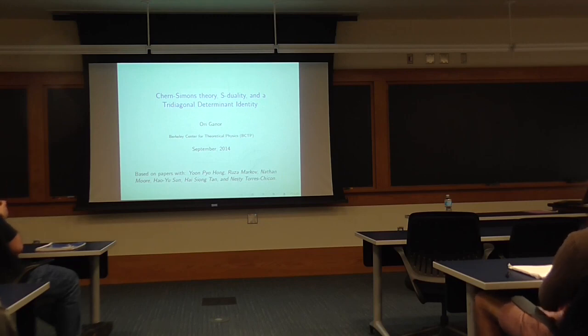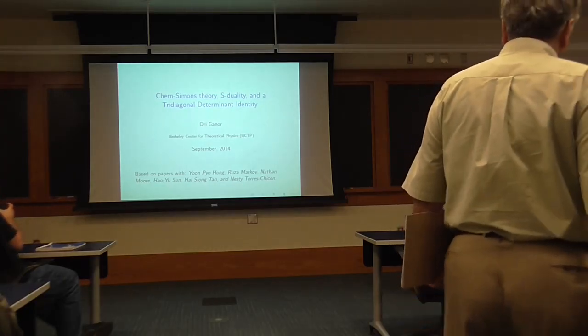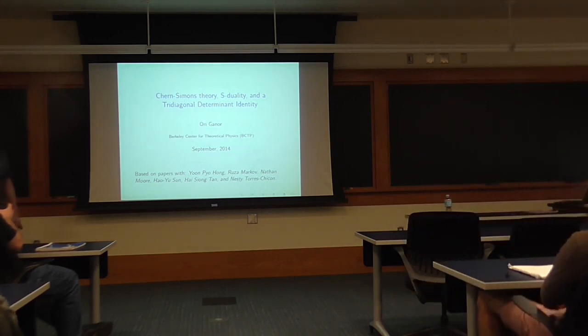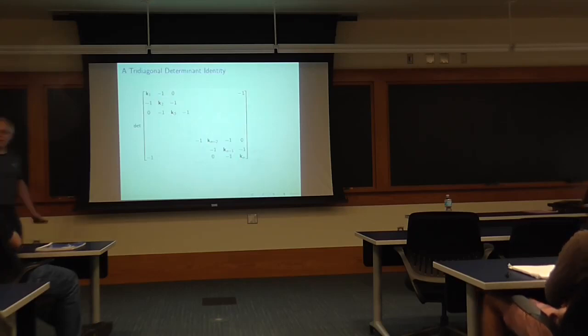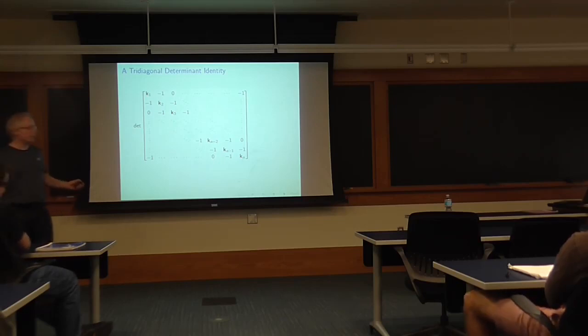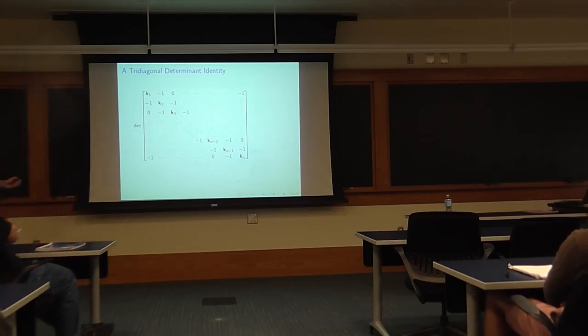I'd like to share some work that my students and former students, Nathan Moore, Hans Jockers, and others, and I have been working on in an attempt to understand S-duality of N=4 Yang-Mills better. We came across some nice mathematical topological structures that are going to be the subject of my talk. But let me start with the linear algebra. Let me start with an identity that we came across.